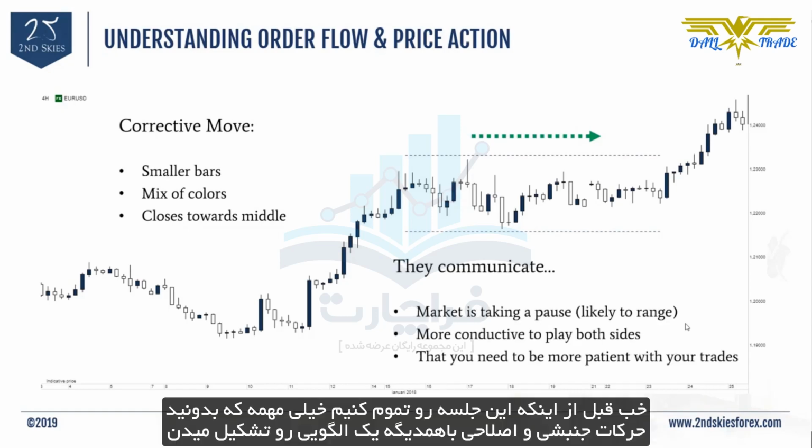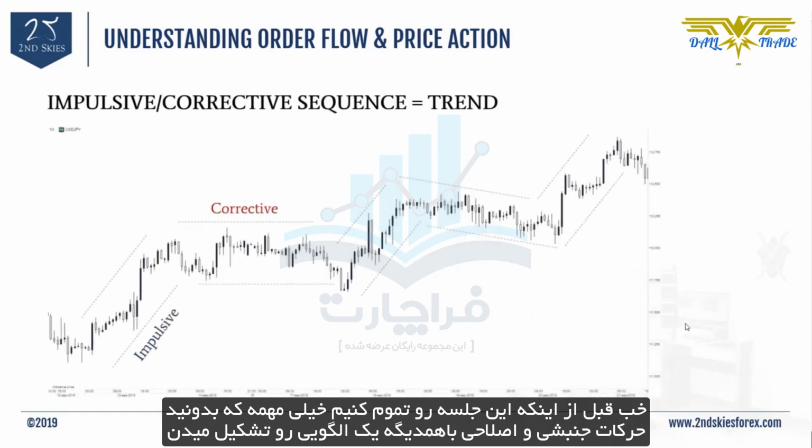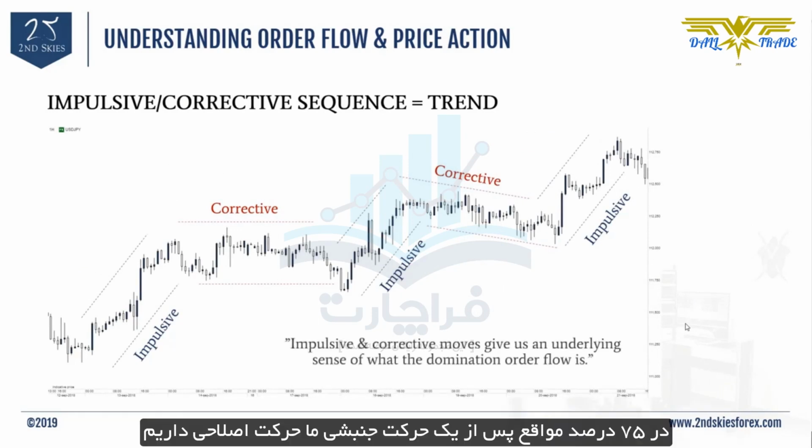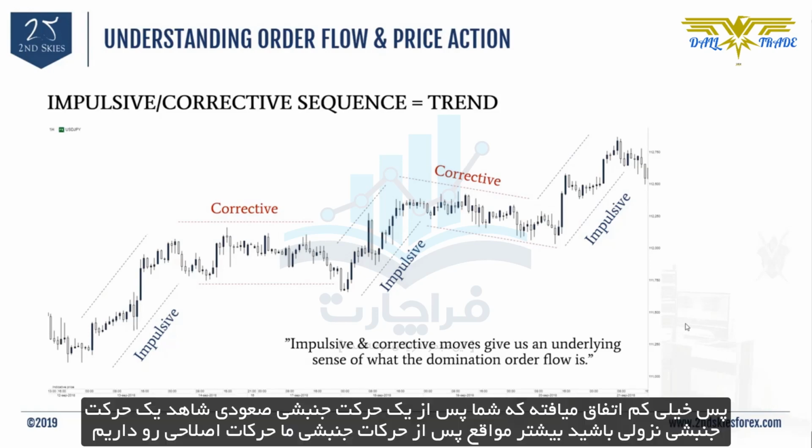Now, before we move on, it's important to understand that impulsive and corrective moves tend to operate in a pattern. 75% of the time, an impulsive move is going to be followed by a corrective move, which is then going to be followed by an impulsive move which continues in the same direction as the original impulsive move. So it's less likely that you're going to see a bullish impulsive move followed by a counter-trend bearish impulsive move. Much more likely is a bullish impulsive move going to be followed by a corrective move.